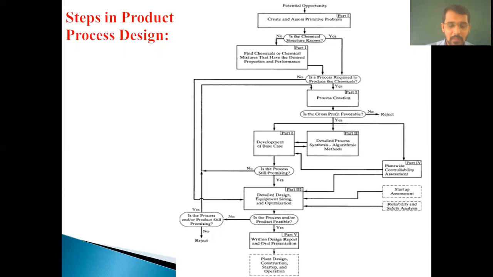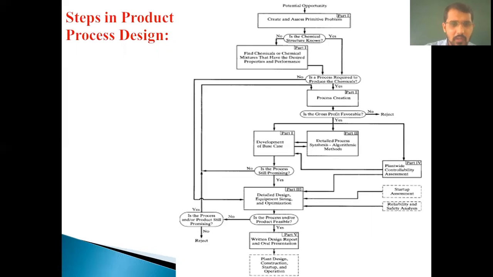For example, we are manufacturing chalk. To manufacture that chalk, is any process required or not? See the above step: if no, then find the chemical structure and chemical properties related to the product. Then check whether the process is required to produce chemicals or not. After that, if yes, if a process is required, then create the process. You have to create the process.